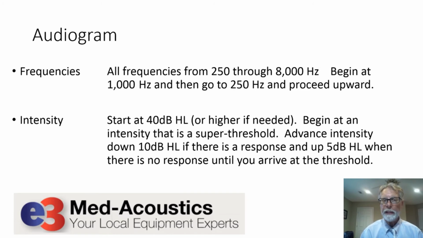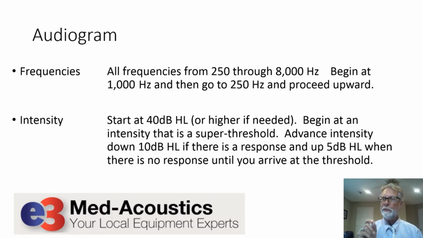And the intensity is manipulated like this. If we were testing our first frequency, 1,000, we would start at 40 dB. Notice I have 40 dB HL here. HL means hearing level. The audiometer is calibrated in dB HL, decibels of hearing level. That means that at 0, it doesn't mean there's no sound. It doesn't mean there's zero sound. That would be 0 SPL, sound pressure level.